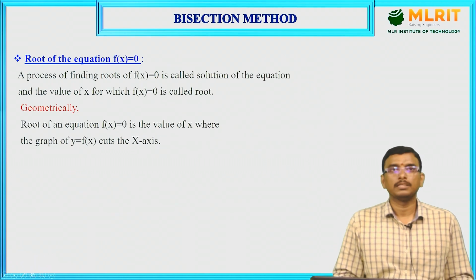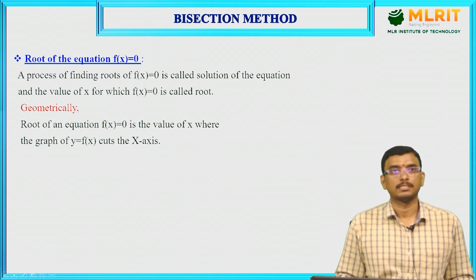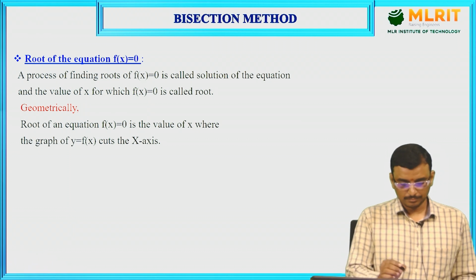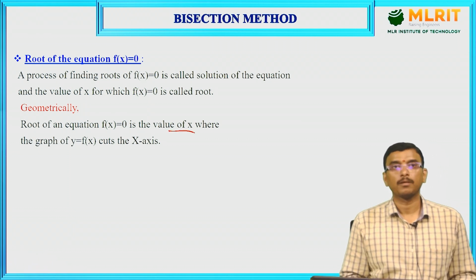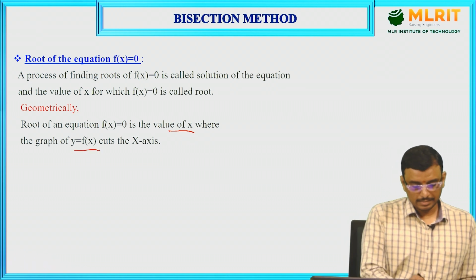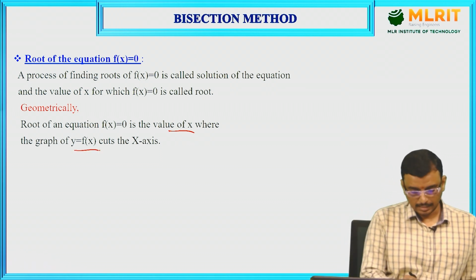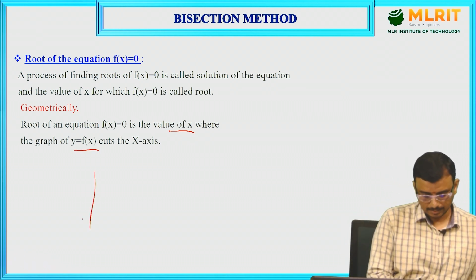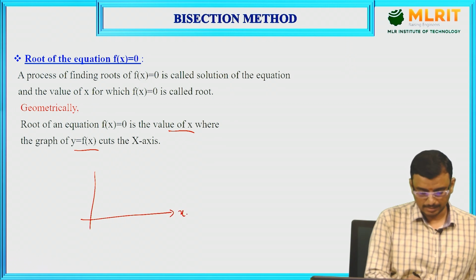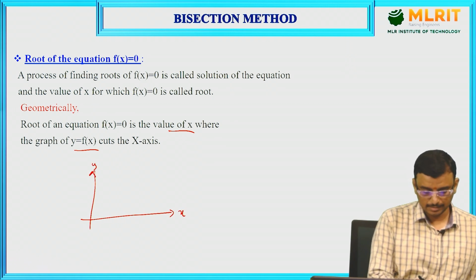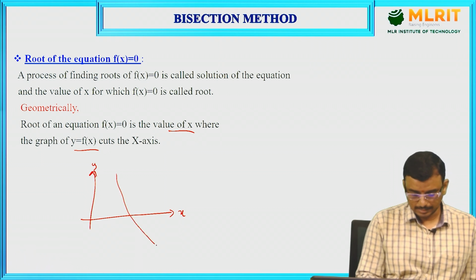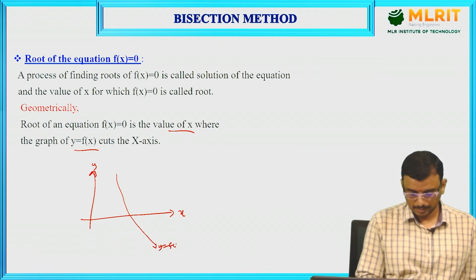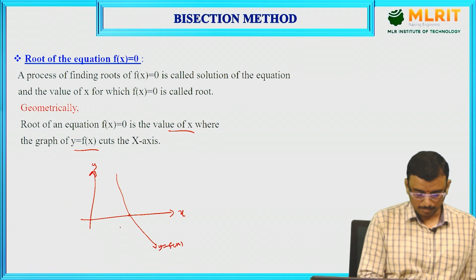Next, the root of the equation f of x is equal to 0. Geometrically, it is the value of x where the graph y is equal to f of x cuts the x axis. So, I can explain this geometrically. This is my x axis and this is my y axis. The curve y is equal to f of x cuts the x axis at some point. So, this is the root of the equation f of x.